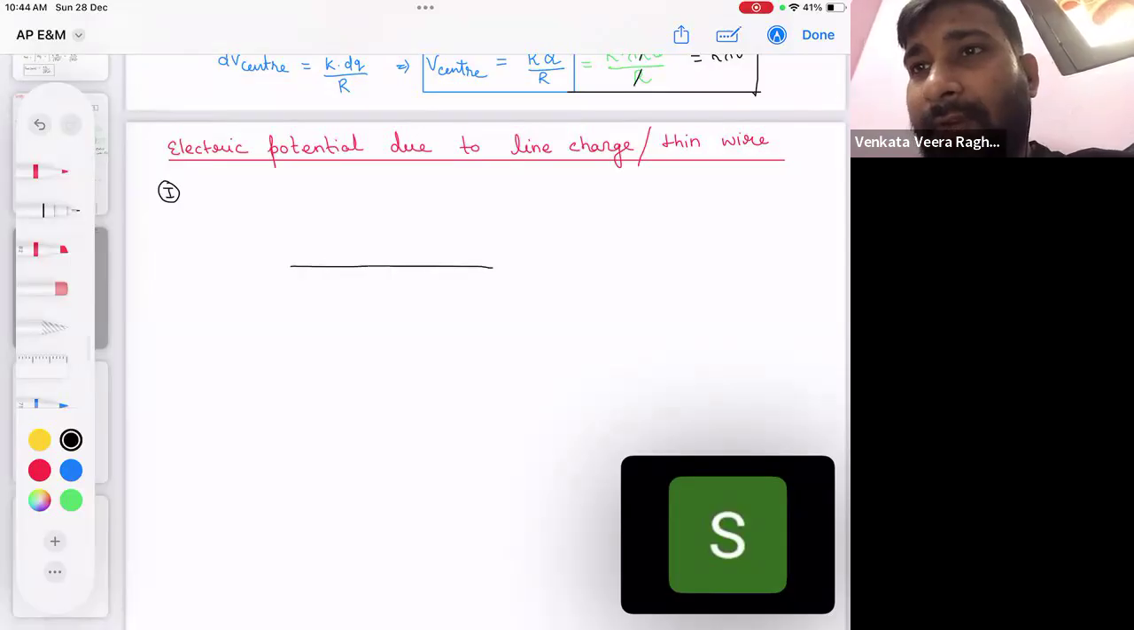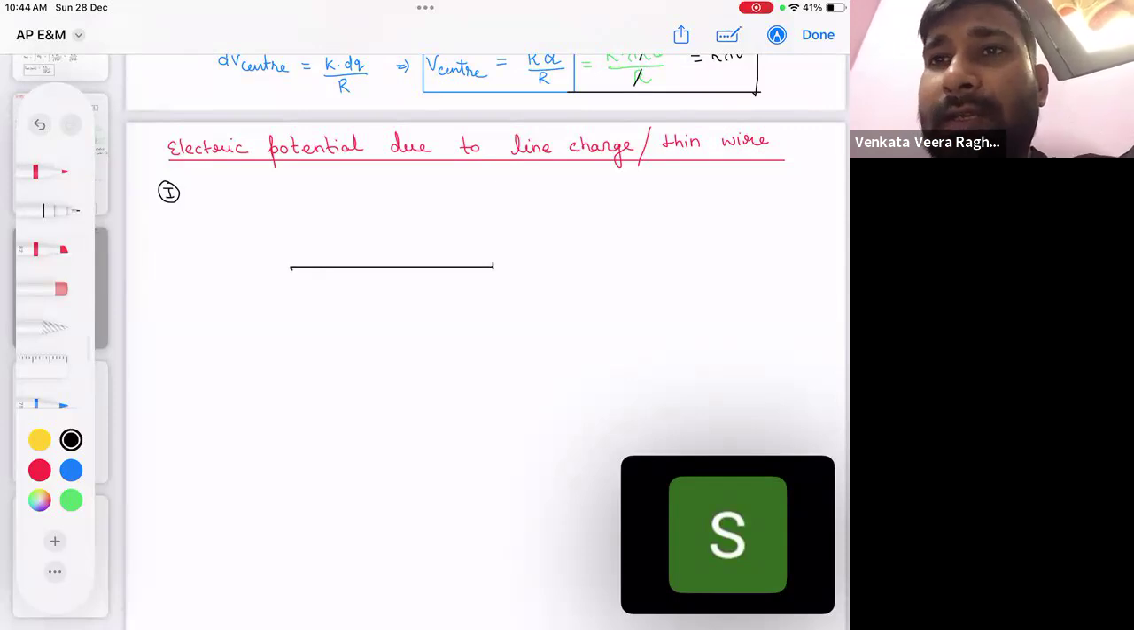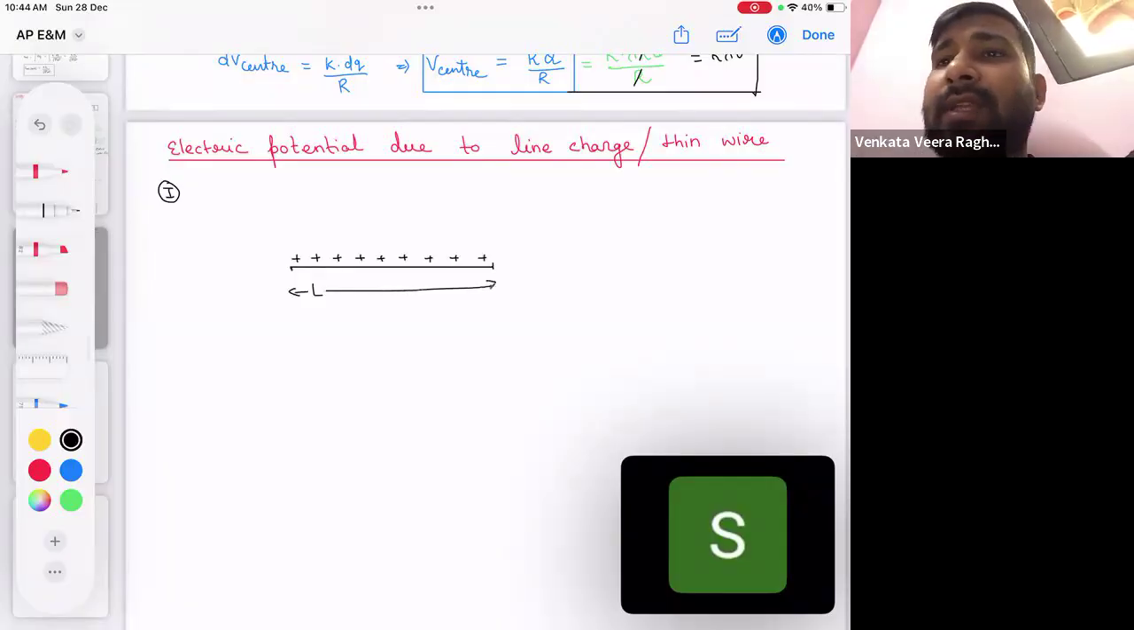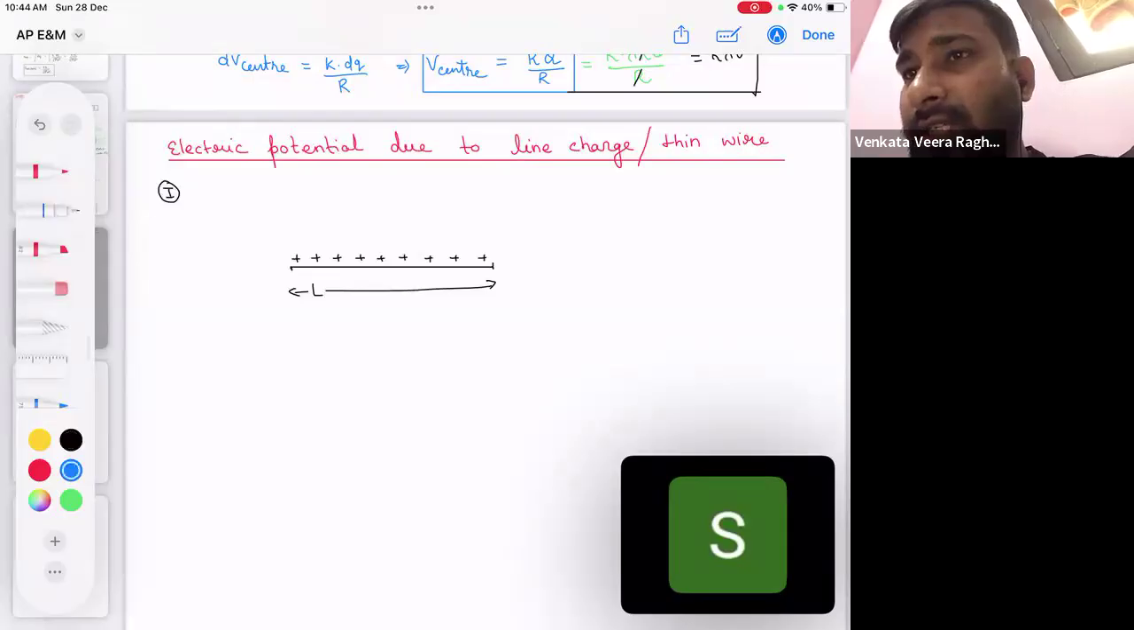Let's say a wire is given to us like this. The length of the wire is L, and it has a uniform charge distribution, lambda, given to us. Here I am going to take the point where I want to calculate the potential due to the wire. Understood? Please check it.